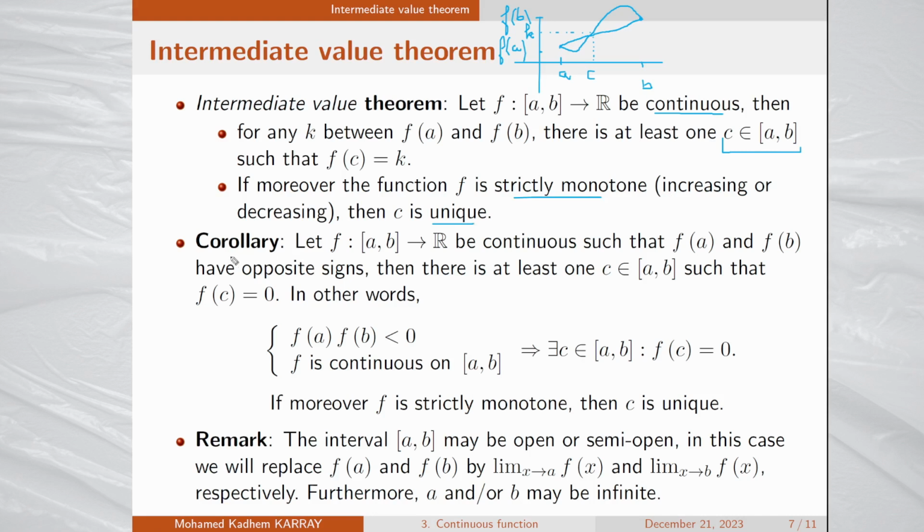And as a consequence of this theorem, we have this corollary, which says that if f is a continuous function on an interval [a, b], such that f(a) and f(b) have opposite signs, then there is at least one c such that f(c) equals 0. In other words, if this product here is strictly negative and f is a continuous function on the interval [a, b], then there exists some c such that f(c) equals 0.